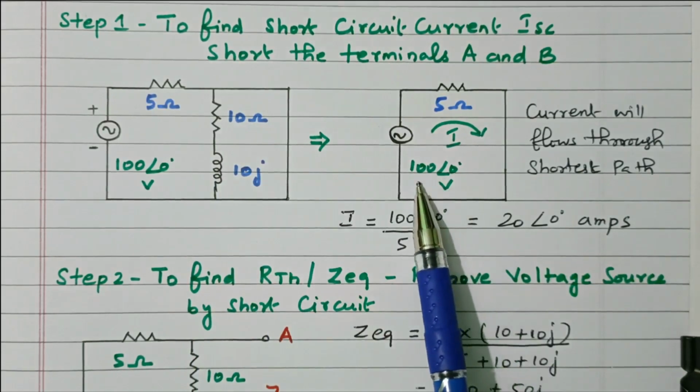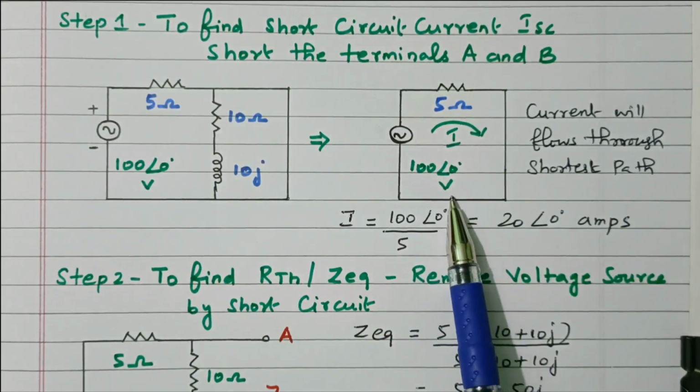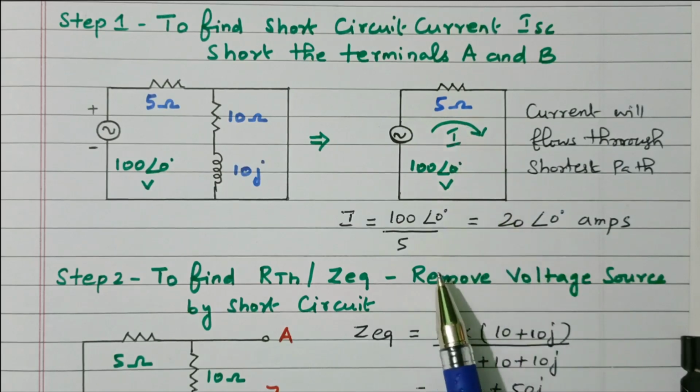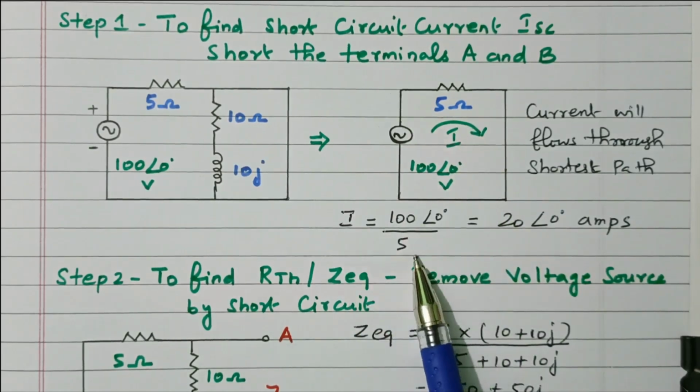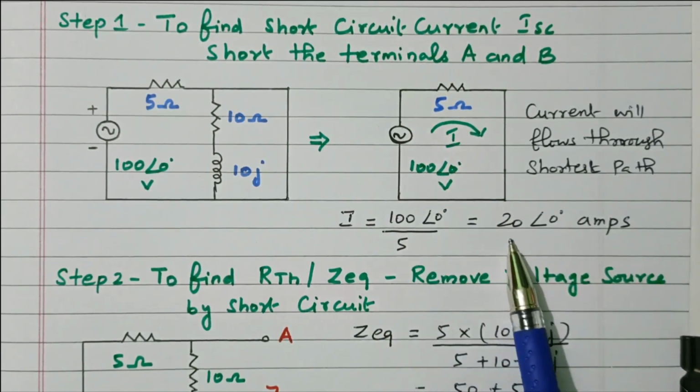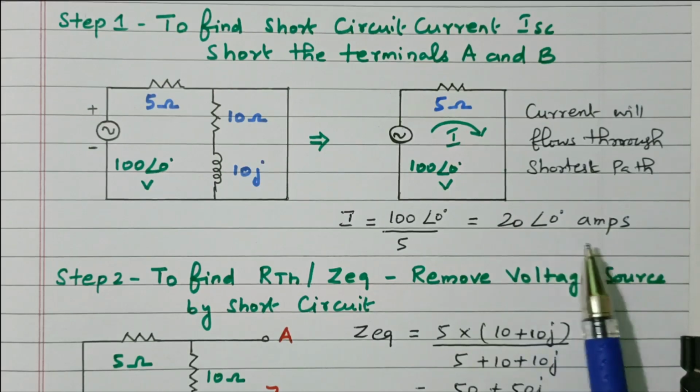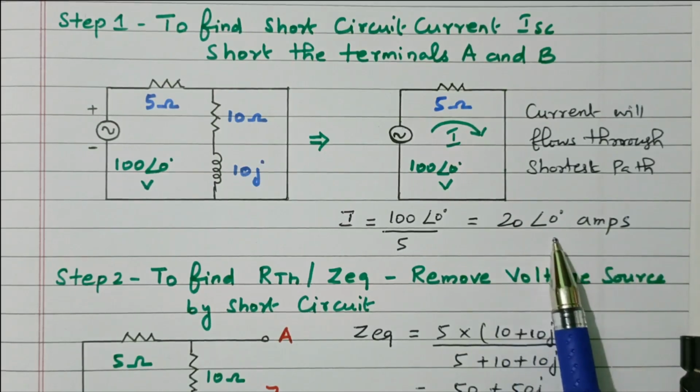So what we have is a 100 volt, 0 degree voltage source, and a 5 ohm resistor is available. So the current we can calculate directly. I equals V by R. 100 with an angle 0 divided by 5, so that it is 20 with an angle 0 ampere. So ISC is 20 ampere with angle 0.